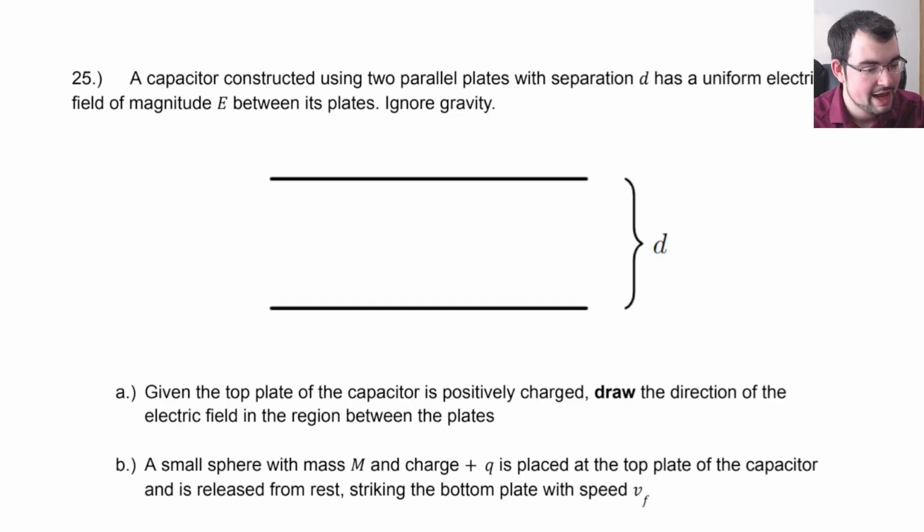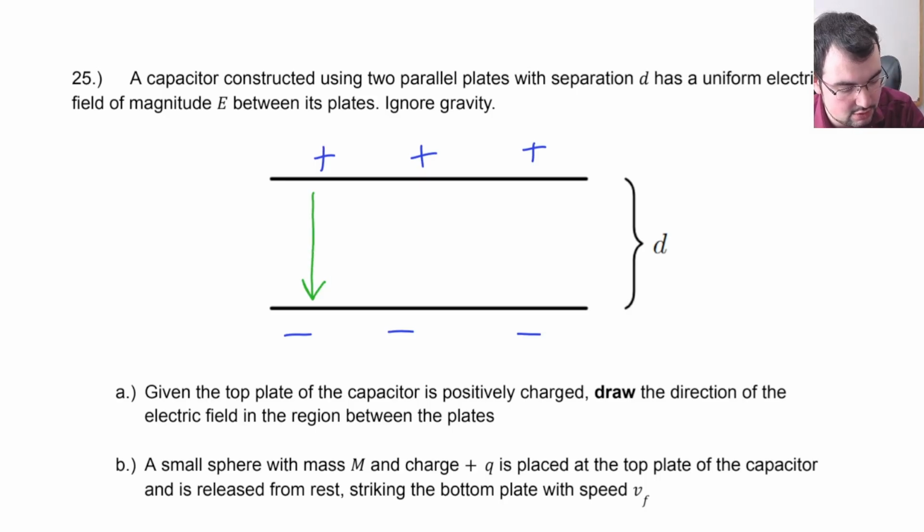All right, a capacitor has 2 parallel plates. Uniform field of magnitude E, ignore gravity. We're saying the top plate is positively charged, and by definition, a capacitor holds opposite charges on its plates. Draw the direction of the E field between the plates. Well, that's easy. Positives are sources, negatives are sinks.